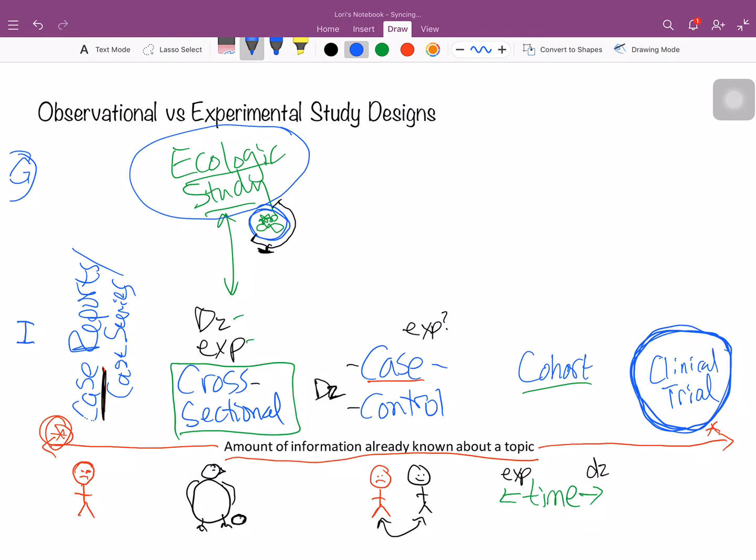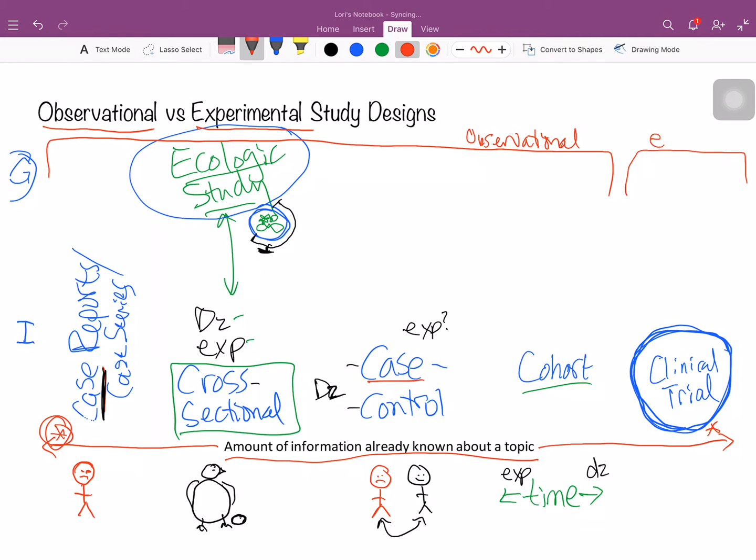And the thing that I'd like to point out is that if we're thinking about this whole idea of observational versus experimental, everything over here on the left-hand side is observational, and what we have over here on the right-hand side is experimental.